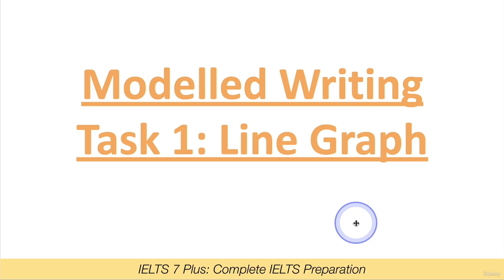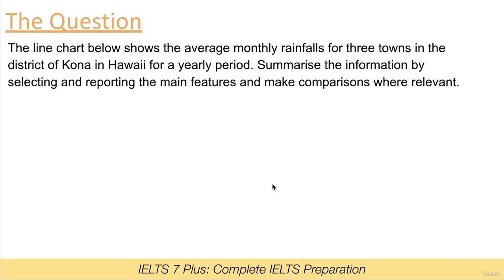All right, well, let's get into the second task of the day, which is going to be a line graph. The line chart below shows the average monthly rainfalls for 3 towns in the district of Kona in Hawaii for a yearly period. Summarize the information by selecting and reporting the main features and make comparisons where relevant. So you can see the question is the same. We're still selecting and reporting the main features, but this time we've got a line chart about the average monthly rainfalls for 3 towns in a district of Kona in Hawaii.